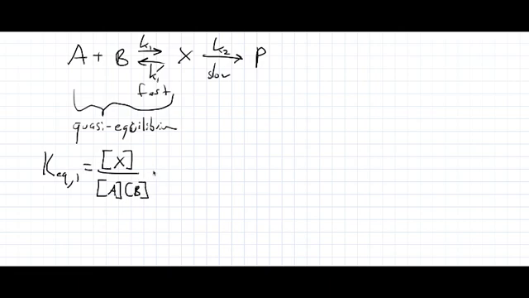Okay, and we could also say for any single step equilibrium like that, that the equilibrium constant is going to be the forward rate constant divided by the backward rate constant. So we can solve for X. We can say X is going to be K1 over K1 prime times the concentration of A times the concentration of B.